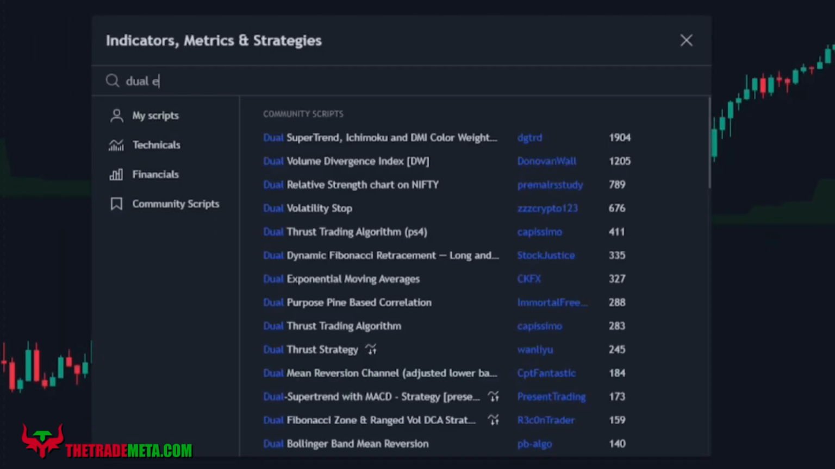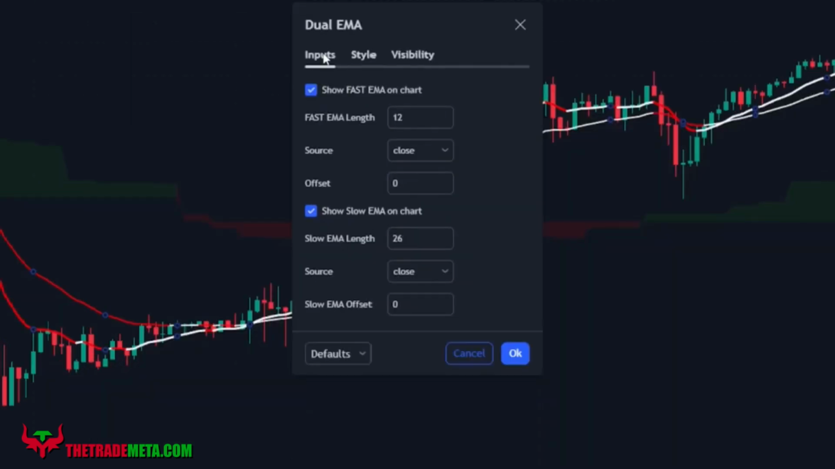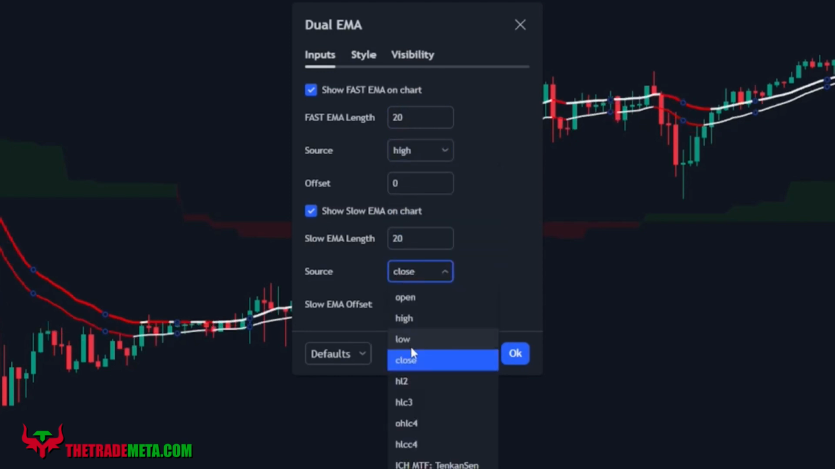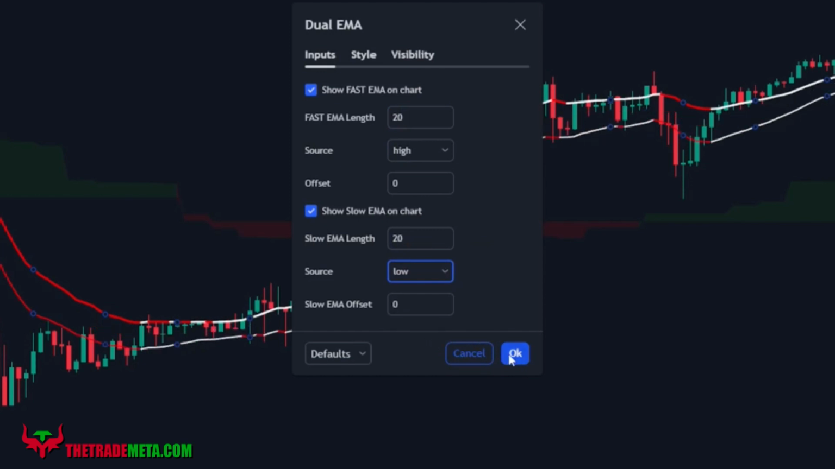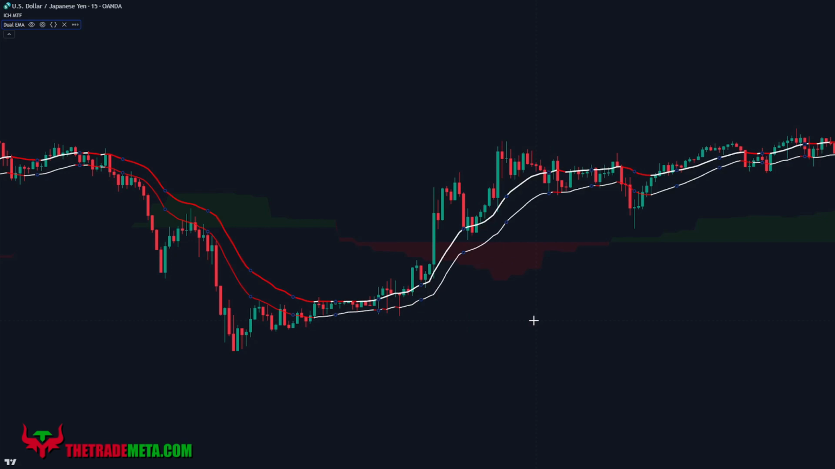For the next indicator, type in Dual EMA. This one by Base Department General. Go to Settings and under Inputs, we're going to set the fast EMA to 20 and set the source to high. Then we're going to set the slow EMA to 20 and set the source to low. Now you should have a set of EMA channels like so. The reason why we use a dual EMA instead of just 2 separate ones is because we're going to make room for one more indicator.